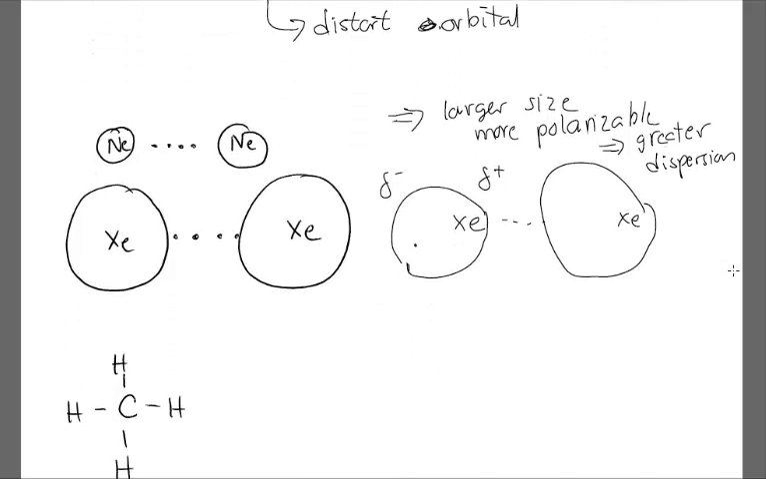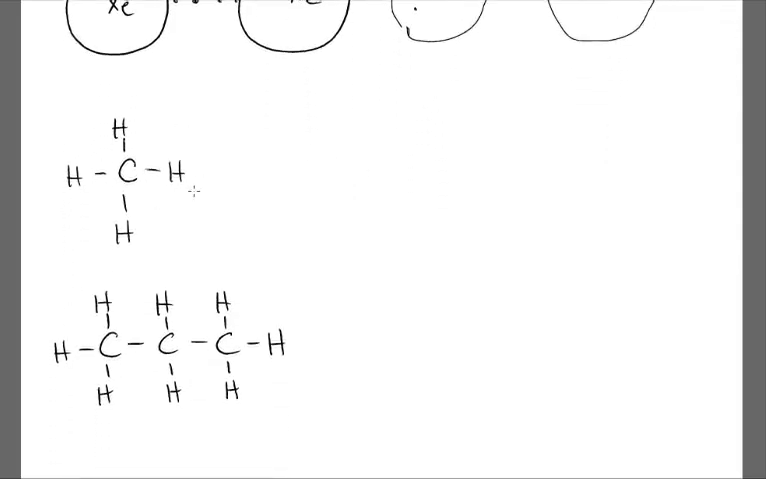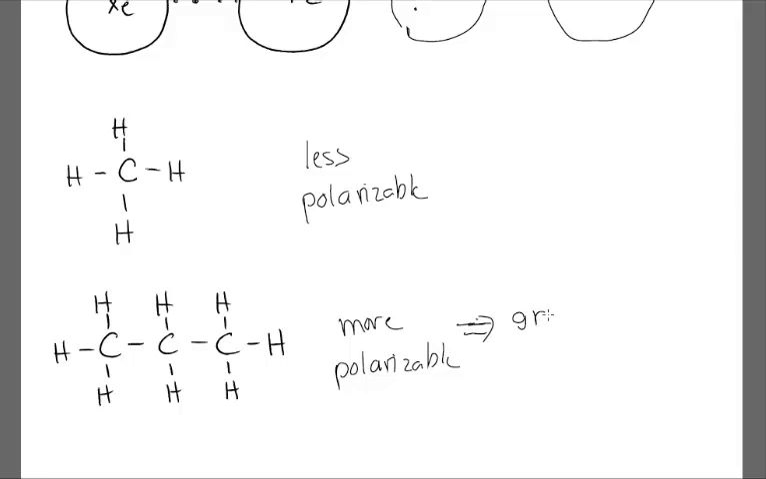All right, we can compare another two things. We can look at hydrocarbons. CH4, methane, is a certain size, and if you have 3 carbons and hydrogens, it's going to be more polarizable because there's more electron density to move, to induce a dipole in. So this will be less polarizable, and this will be more polarizable. So we will have greater dispersion forces here. All right, so size makes a difference. The bigger it is, the more dispersion forces they will have.